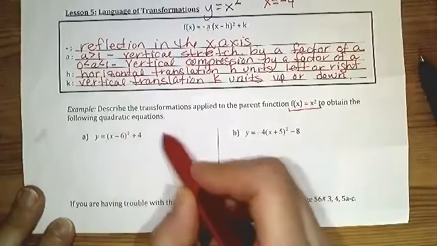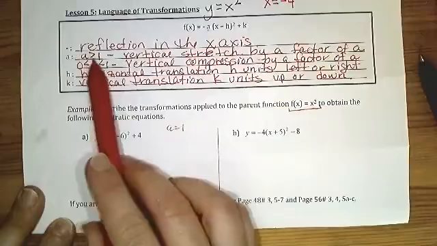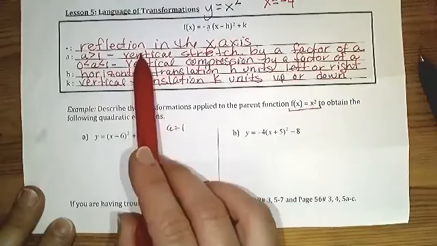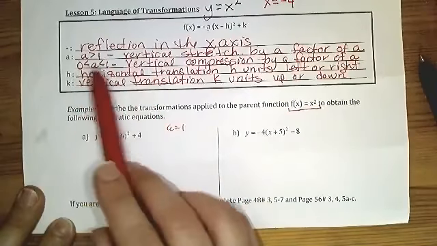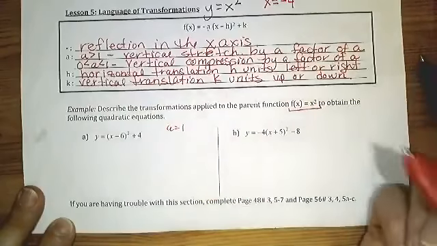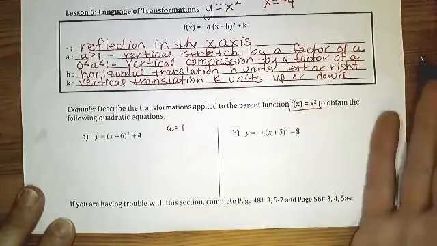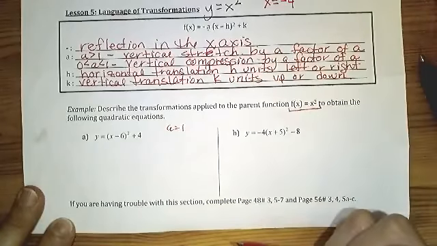Also, our a value here is equal to 1. As you notice here, if a is greater than 1, we have a stretch. If a is between 0 and 1, it's a compression. There's nothing here for a equals 1 because if a equals 1, it stays the same shape. It doesn't get wider, it doesn't get thinner, so we don't need to write a transformation.